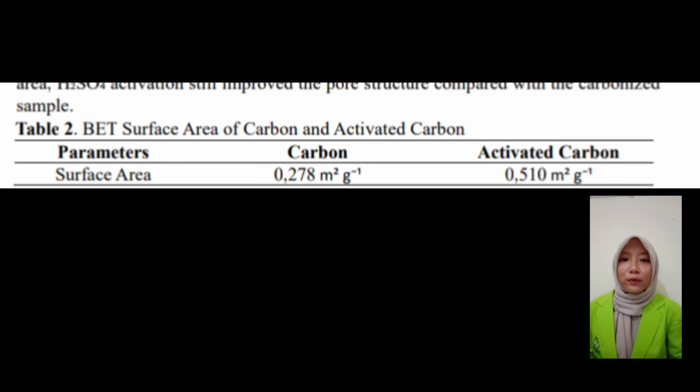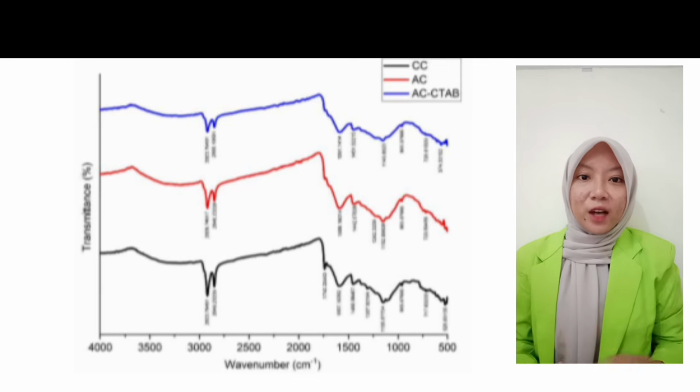Nevertheless, the obtained surface area remained lower than many fruit-derived activated carbons reported previously. This is attributed to the low carbonization temperature of 300 degrees Celsius, which was insufficient for extensive decomposition. Residual volatile components may remain within the carbon matrix, partially blocking pore formation. Despite this limitation, sulfuric acid activation still improved the pore structure. Next, the FTIR spectra of carbon.